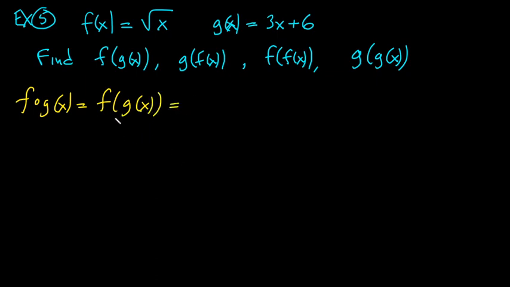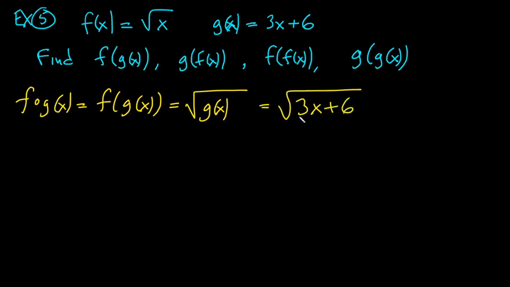Well, there's a couple ways of thinking about this. I like to think of what f does to its input. What does f do to x? Well, it just takes the square root of it. So what does it do to g of x? Well, it just takes the square root of g of x. And g of x is just 3x plus 6. So this is the square root of 3x plus 6.